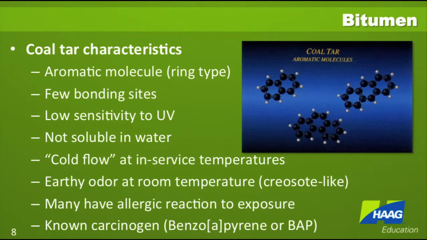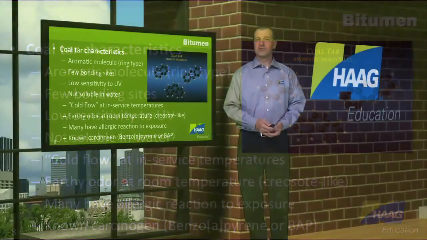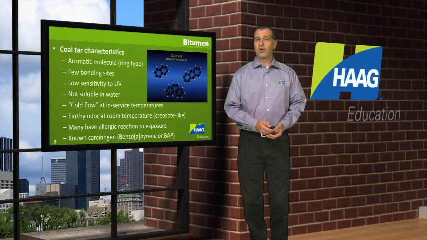Also, there's a characteristic of cold flow, meaning at some of the roof surface temperatures that can be achieved on a hot, sunny day, even on an older roof, the coal tar will soften and bubble and flow a little bit. And this can actually help to heal some small gouges or scrapes or problems that form in the roof.